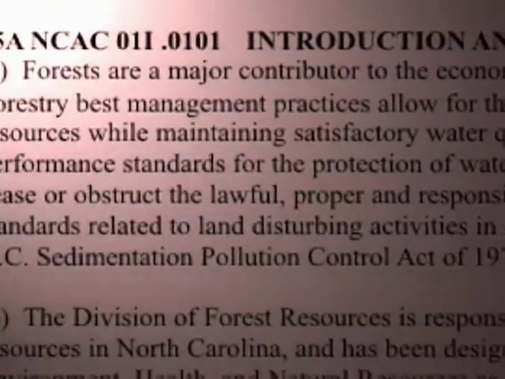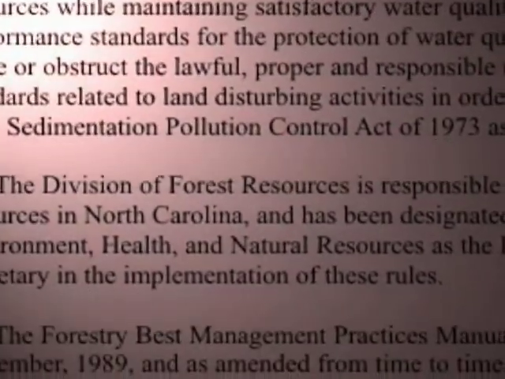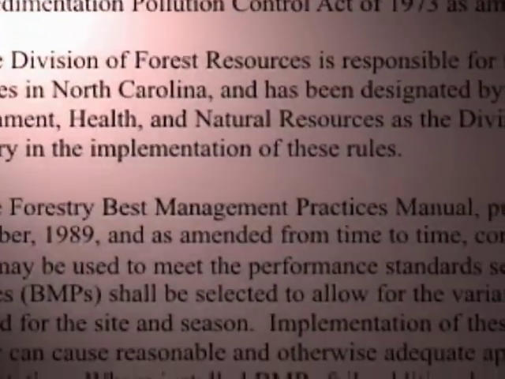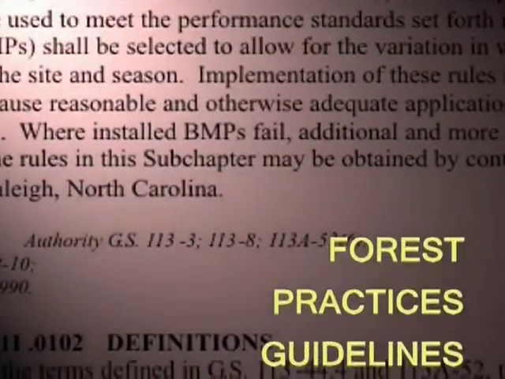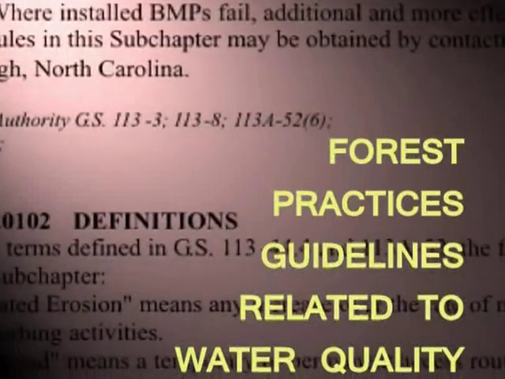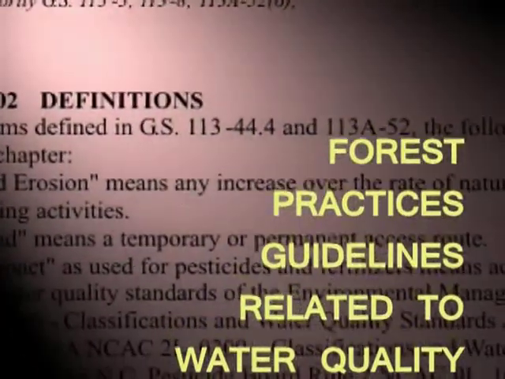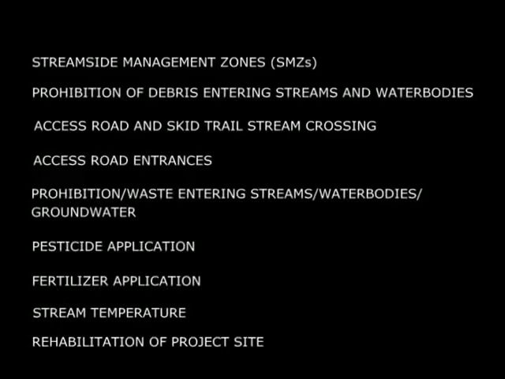BMPs can be used to meet the minimum standards that are required by the North Carolina Forest Practices Guidelines related to water quality. These performance standards are more commonly known as the FPGs and became required starting in January of 1990. There are 9 sections of the FPGs, with each one focusing on a different area of forestry operations. Section 0203 of the FPGs deals with stream crossings.